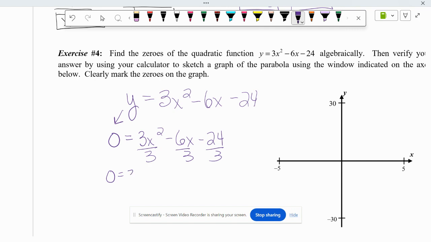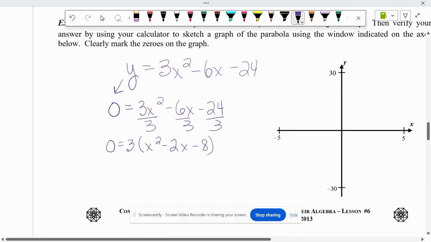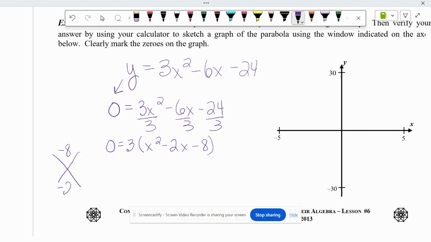So 0 equals 3 times x squared minus 2x minus 8. What two numbers can you multiply together to get negative 8 that when you add them, you get negative 2? Four and 2. Which one has to be negative? My sum is negative 2, so the 4 has to be negative. So 0 equals 3 times x minus 4 times x plus 2.